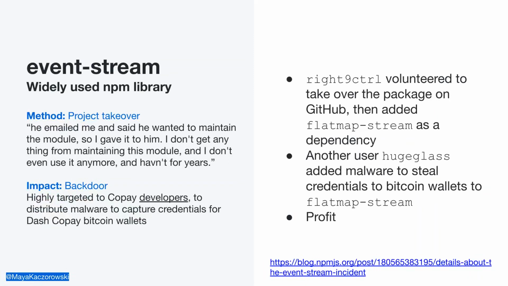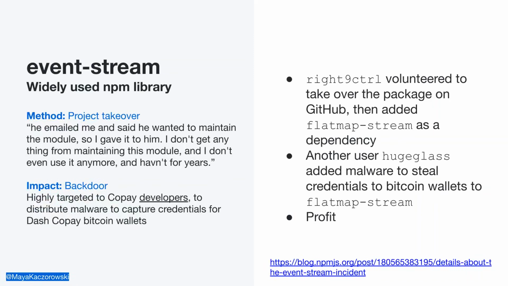I want to emphasize that the author is not to blame here, because we should have better ways to support these developers and also verify trust of our ecosystem. The author actually wrote in the GitHub issue, he emailed me and he said he wanted to maintain the module, so I gave it to him. I don't get anything for maintaining this module, and I don't even use it anymore and haven't for years.